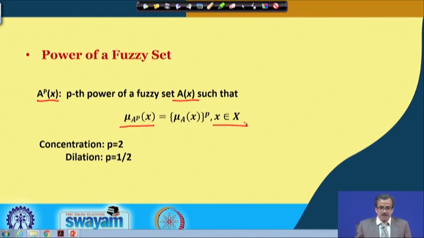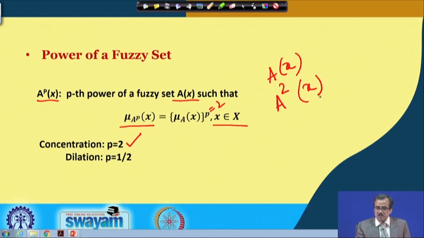Now, if I consider a particular value for p, supposing that p is set equal to 2, this is known as the concentration of the fuzzy set. So, if I put p equal to 2, this is known as the concentration of a fuzzy set. For example, say I have a fuzzy set A(x). If I ask you to find out the concentration of this fuzzy set, you will have to find out A raised to the power 2, x. This is nothing but the concentration of a fuzzy set.